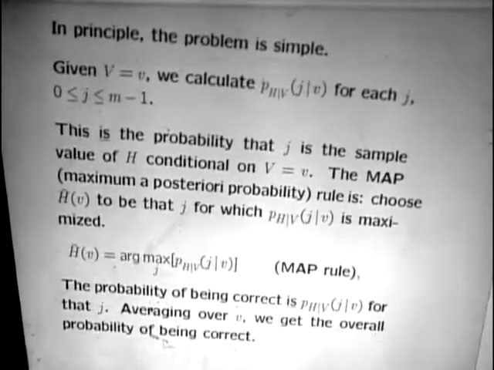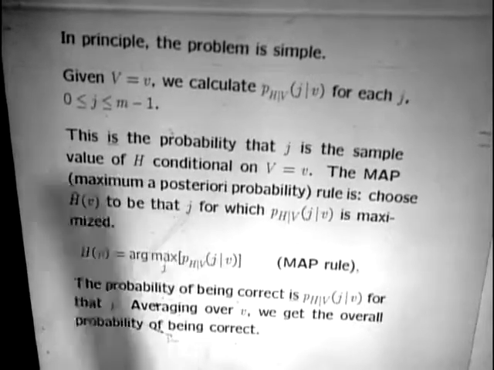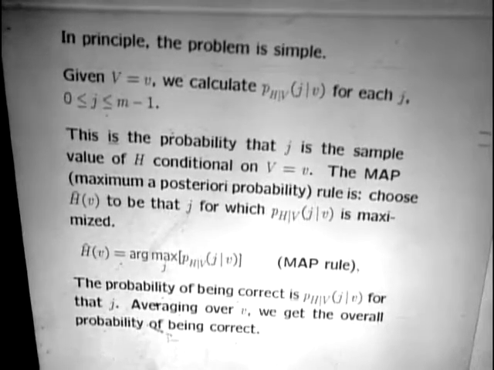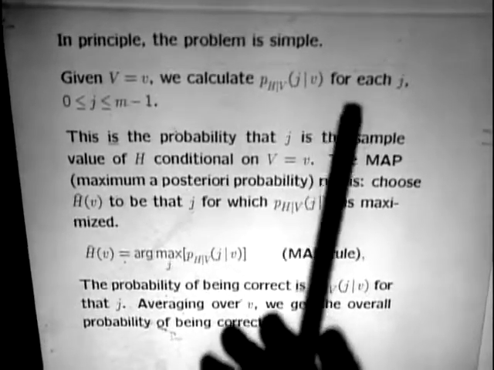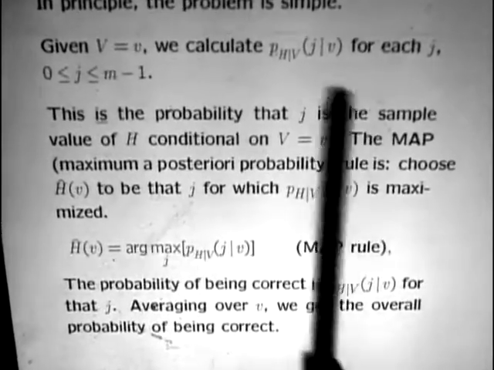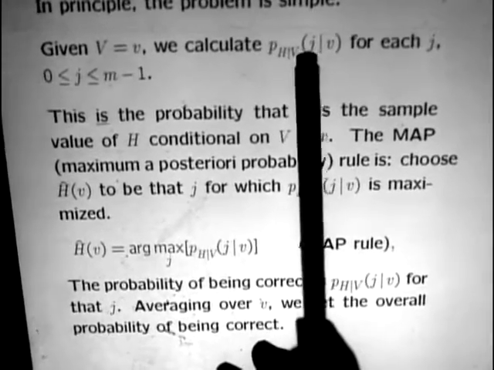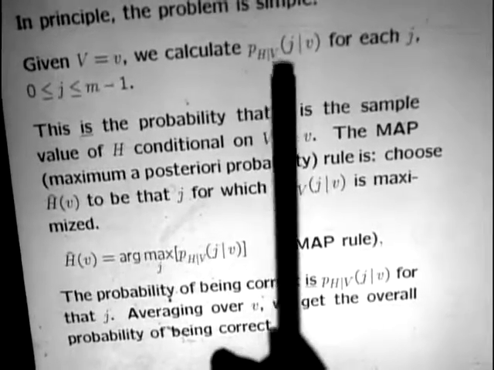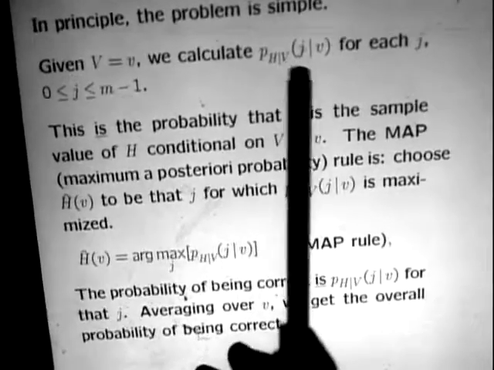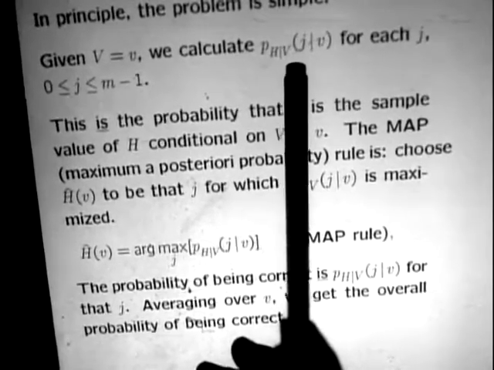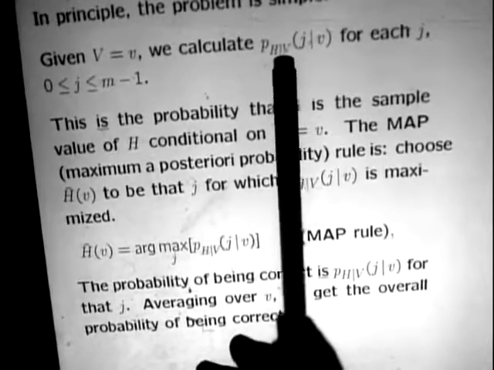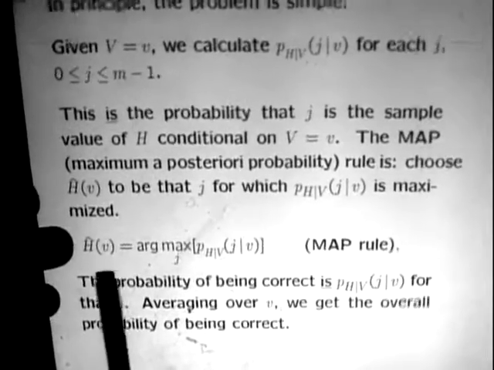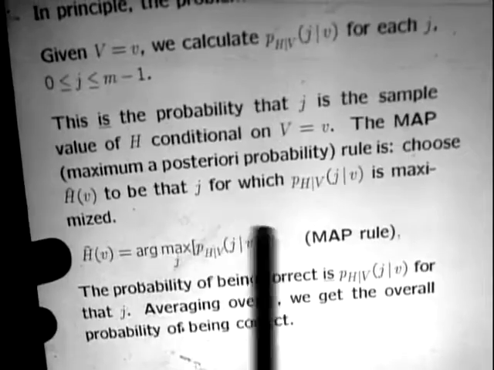Okay, this is the probability that J is the sample value of H, conditional on what we observed. If you can calculate this quantity, it tells you that if I guess that H is equal to J, this is the probability that that guess is correct. And if I want to maximize my probability of guessing correctly, what do I do? Well, my MAP rule is argmax of this probability.